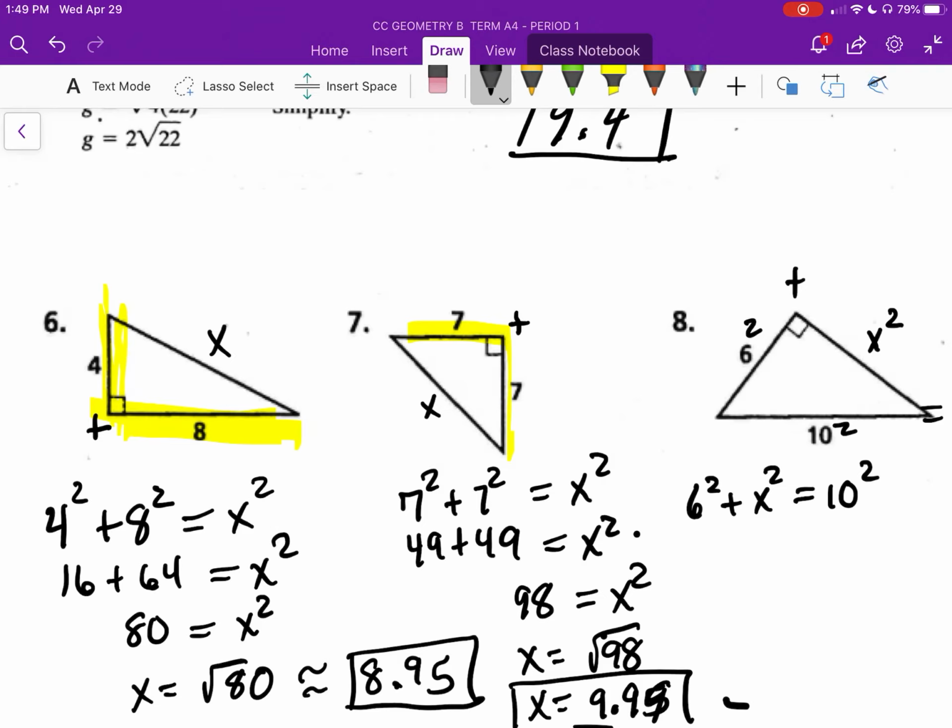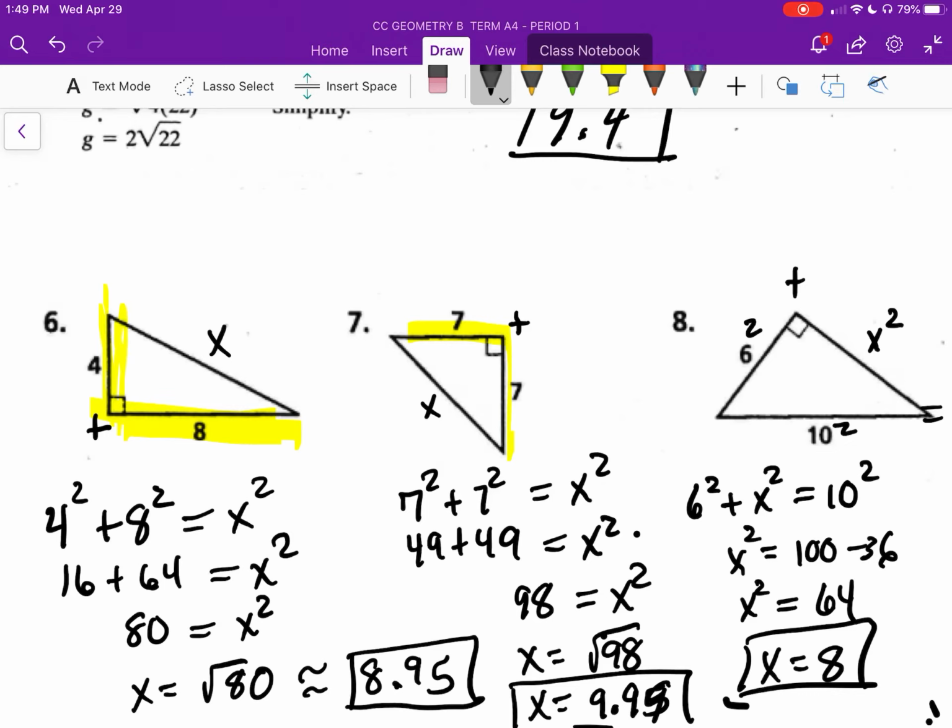And so this is like the example we did up above. X squared is going to be equal to 100 minus 36, because when I square those out, I get 100 for 10 times 10 and 36 for 6 times 6. And if I subtract 36 from 100, I'm going to get, anybody? This one's easy. 64. And if I take the square root of 64, I don't even get a decimal this time. I get 8. All right.